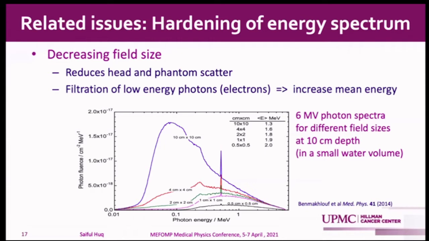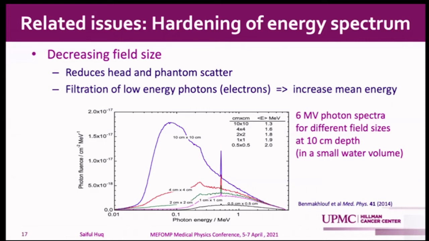So what impact does this spectral hardening have on the stopping power ratio? Here I show you a plot of the water to air stopping power ratio on the vertical axis, on a very extended scale, versus depth for different field sizes. The good thing we see is that the variation in the water to air stopping power ratio is actually pretty small, less than 0.5%.